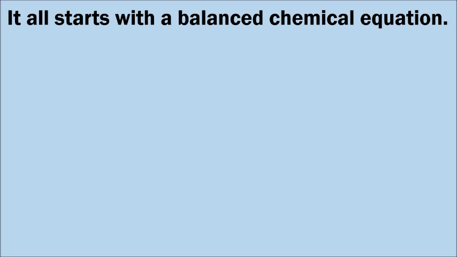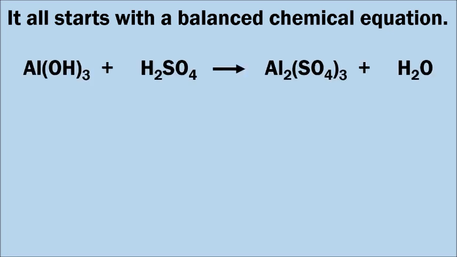So here's our first chemical equation as an example. In this chemical equation, we have aluminum hydroxide reacting with sulfuric acid to produce aluminum sulfate and water. When we balance this equation, we need to have two aluminums on the left. We also have to have three sulfurs on the left, so we'll use a coefficient of 3 for the sulfuric acid. And then, to balance the hydrogen, we have a total of 12 hydrogens on the left, so we have to put a 6 in front of the water on the right.